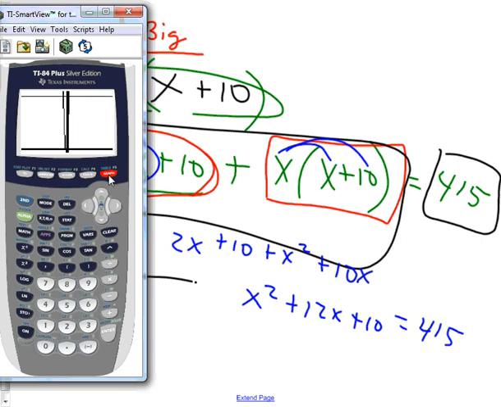Now I'm going to try it. I'm going to go second, calculate the intersection. That's number 5. First curve, I get out of the first line. I'm already on one of the lines, so I'm going to hit enter. Second curve, it automatically moved me to the other line. Awesome. Guess, I arrow over so I'm right near on top of it. Close enough. I hit enter.